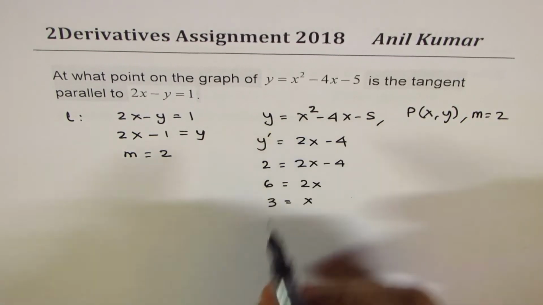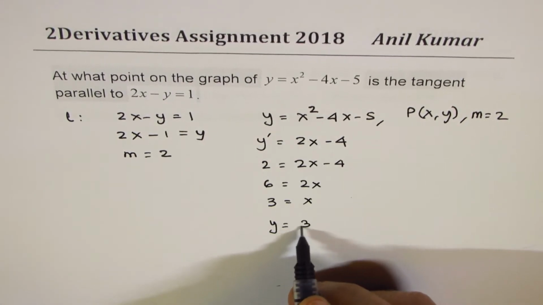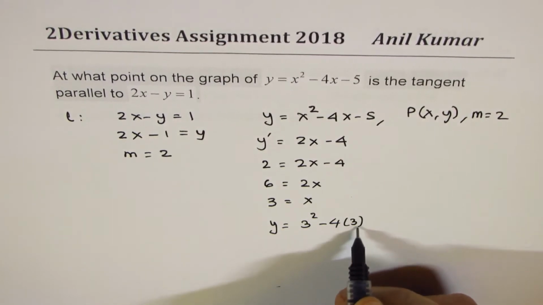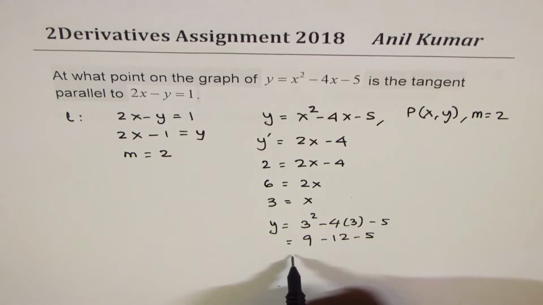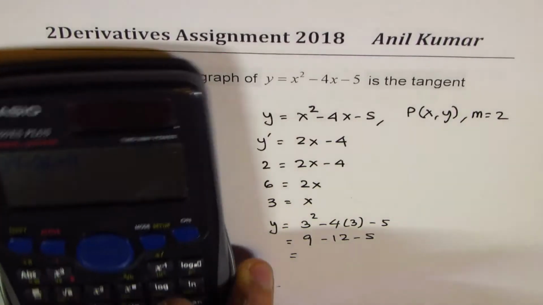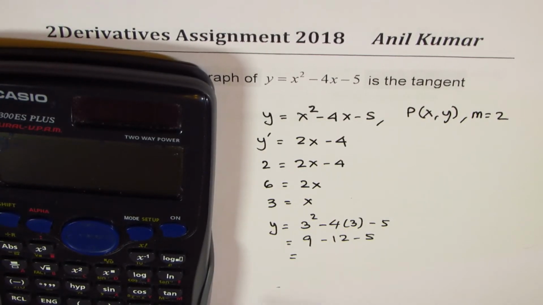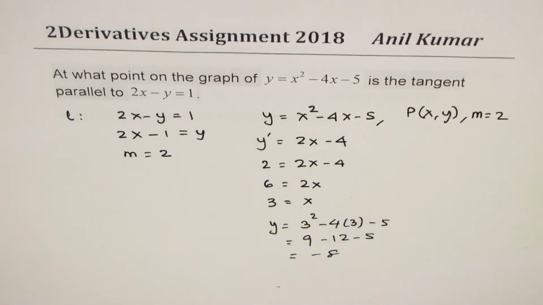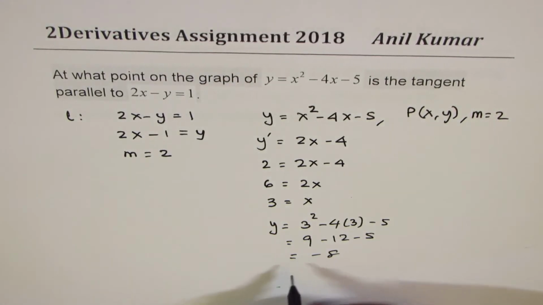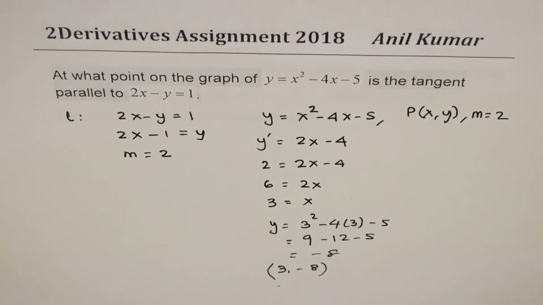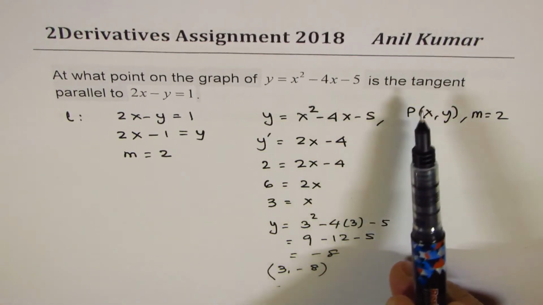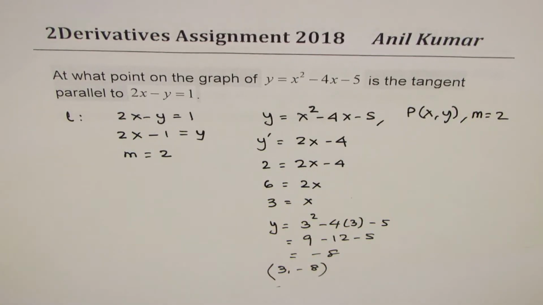So substitute 3 back to the equation. So get y equals to 3 squared minus 4 times 3 minus 5, and that is 9 minus 12 minus 5, and then let's figure this out. So it is 9 minus 5 minus 12 equals to minus 8. So the coordinates of the point are 3, minus 8. Perfect. So that is how you can find at what point on this graph is the tangent parallel to the given line, correct? So that is the point.